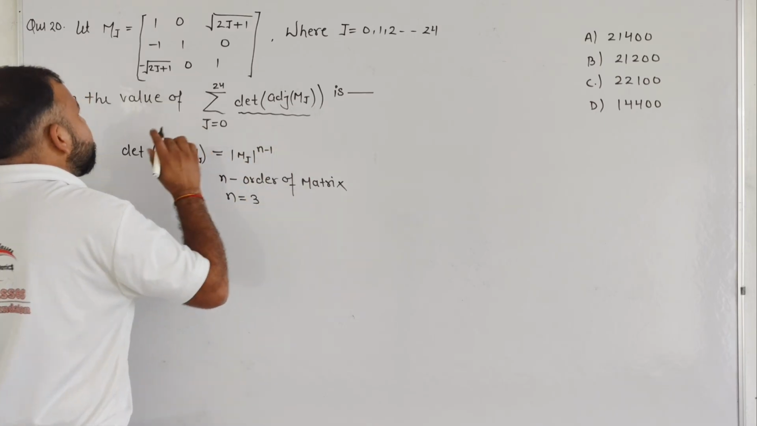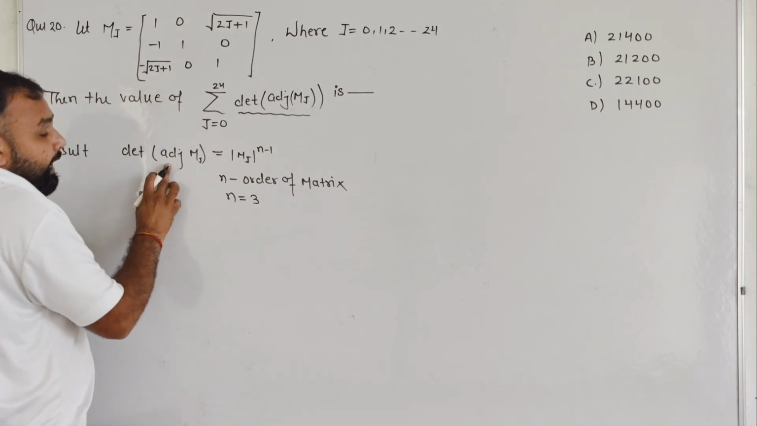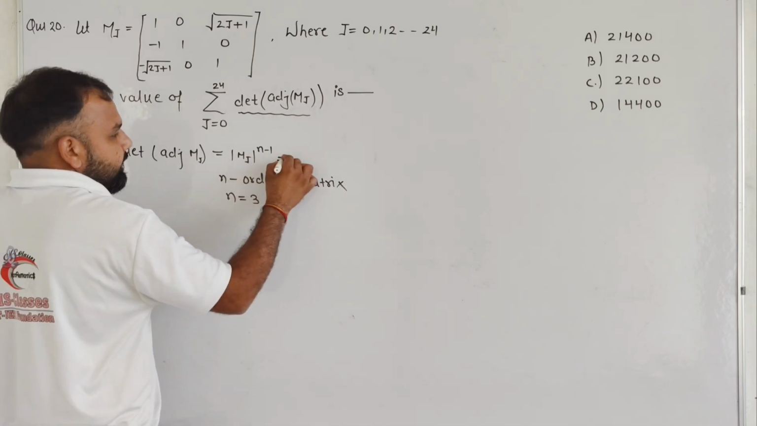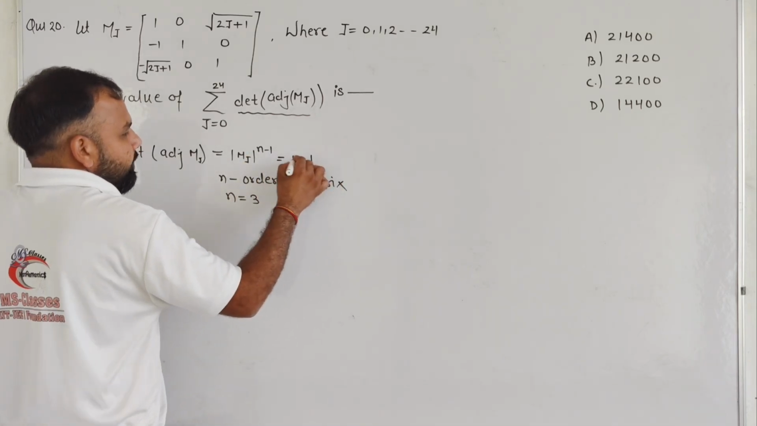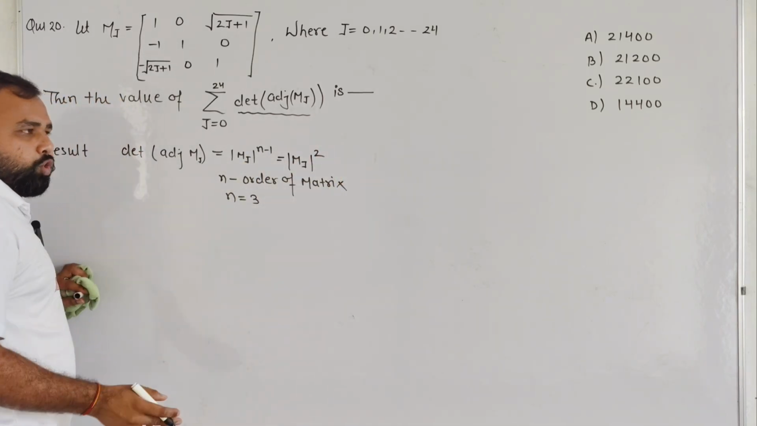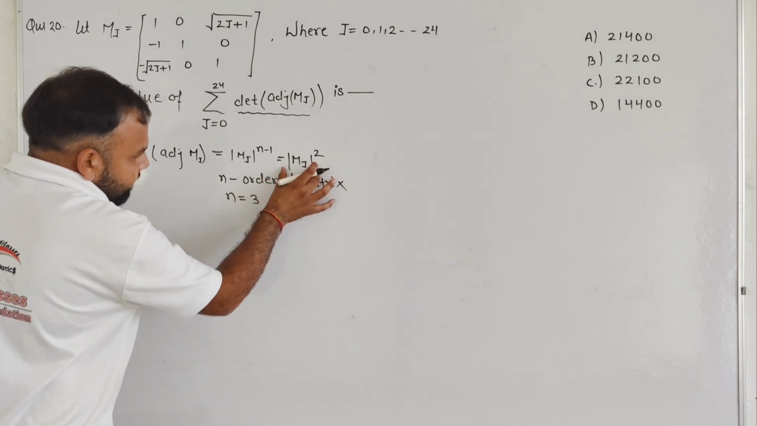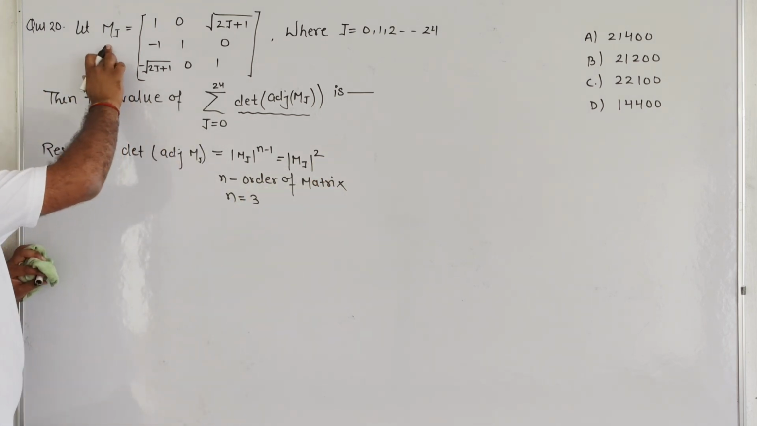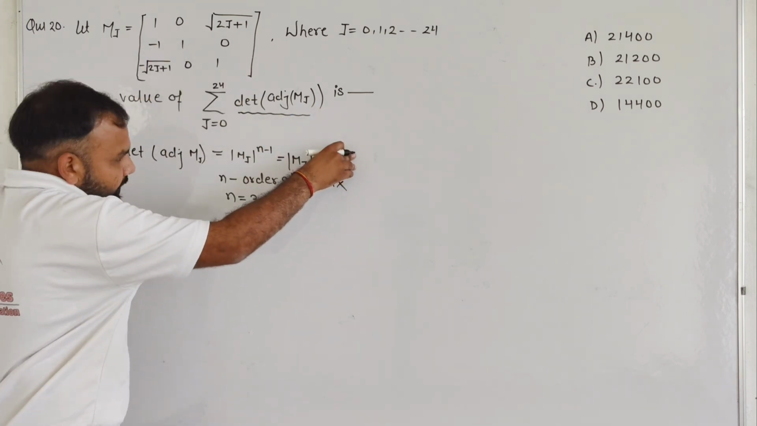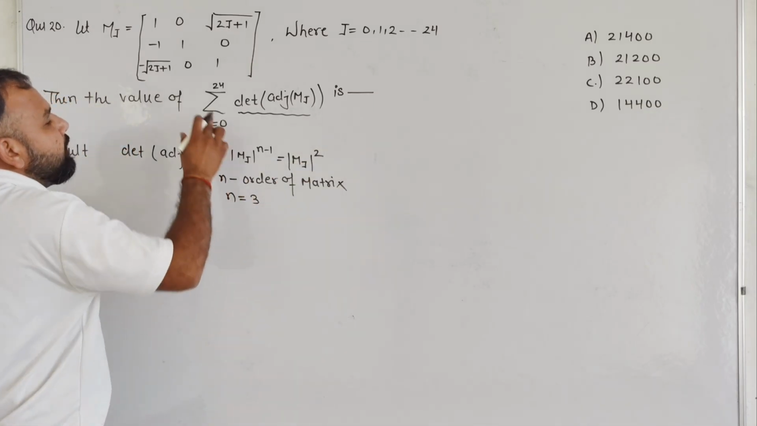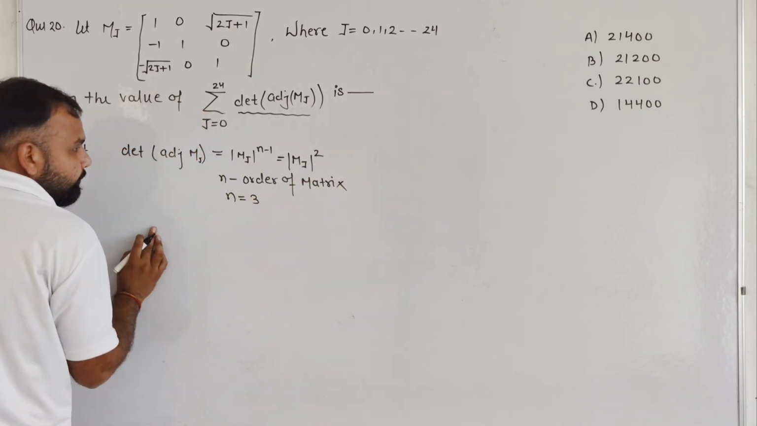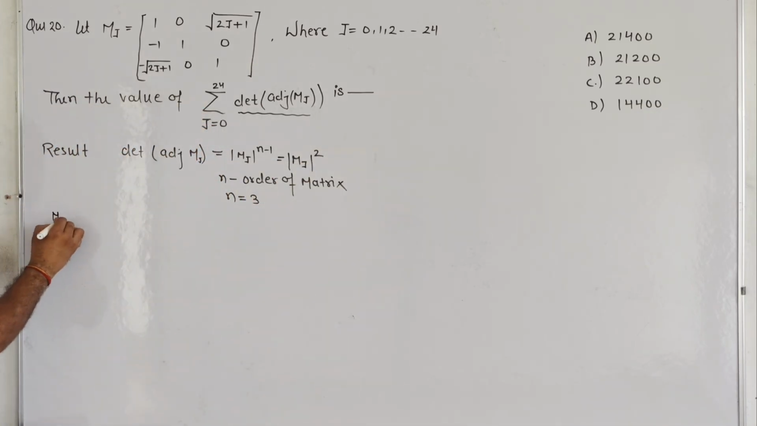So we can say that determinant of adjoint of Mj can be written as determinant of Mj to the power 2. First of all we need to calculate the determinant of that matrix Mj, then take the square, and then apply the summation. So what is the value of the determinant of this matrix Mj?